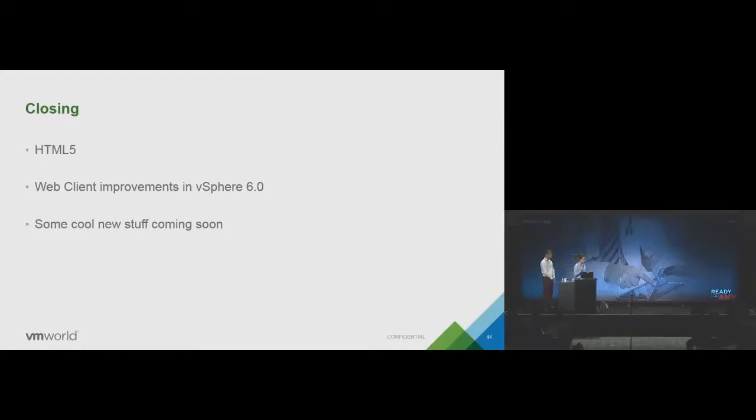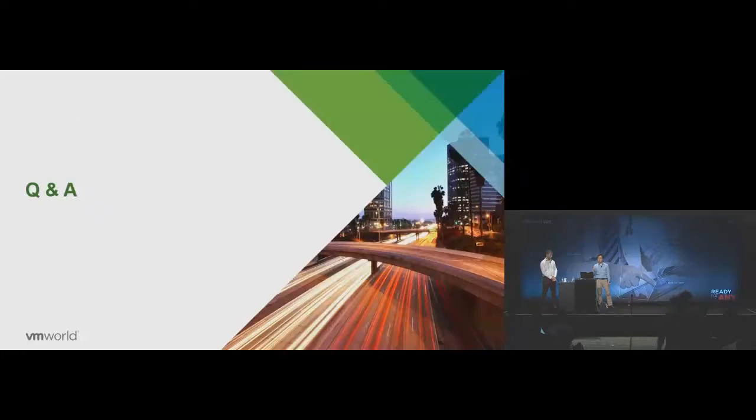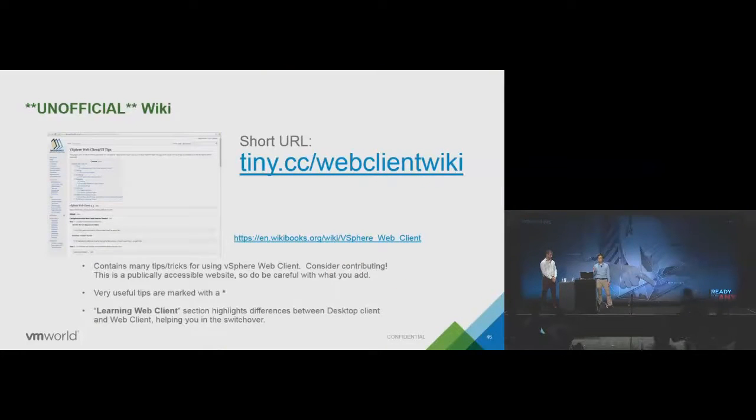So in closing, to wrap up our agenda, we talked about HTML5 first, because we know that was a big thing. We talked about vSphere 6 improvements. You know this slide deck is going to be available, so you can download it and refer to what we showed. And then the cool new stuff, that's obviously not going to show up as well. We're going to do Q&A, but the first thing I want to get to is this wiki. About a year ago, I created this wiki on Wikibooks. You can access it at tiny.cc/webclientwiki. It has all those 5.5 features and the 6.0 features that we showed. They're on this wiki page.